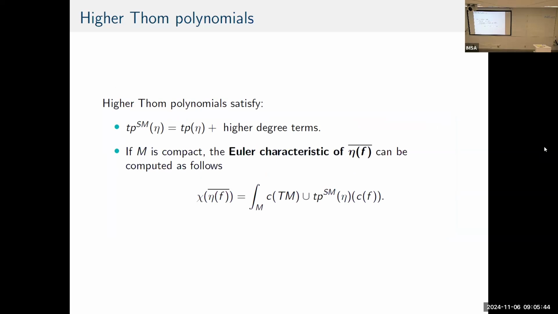But I want to also focus in this particular case that when M is compact, the Euler characteristic of the eta locus can be computed with this series, with Heiger-Thom polynomial. Okay, so this will appear later. For this reason, I also remark this here.